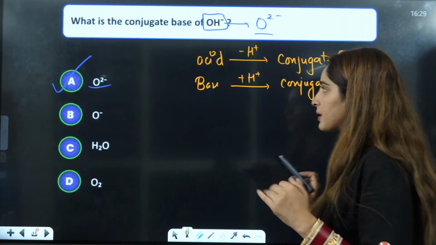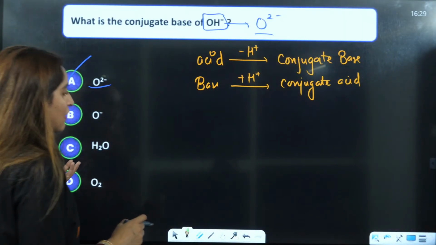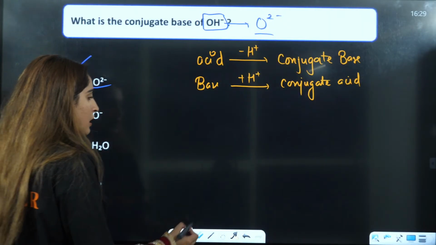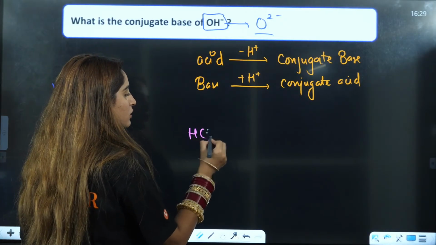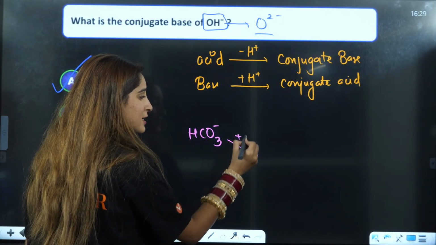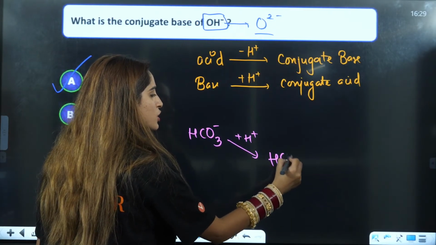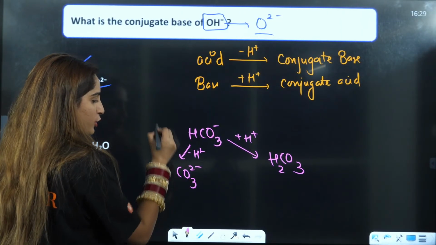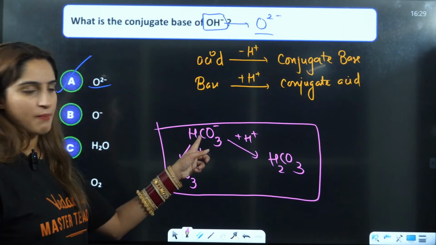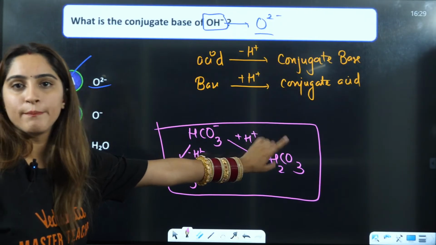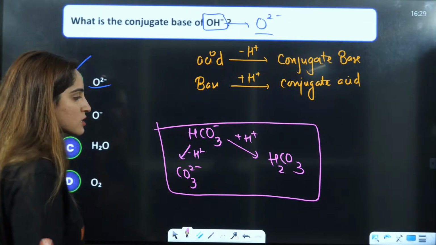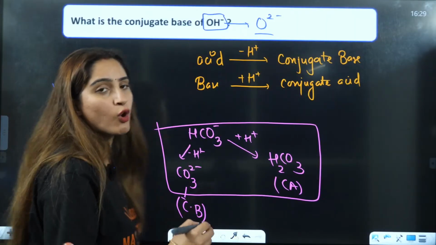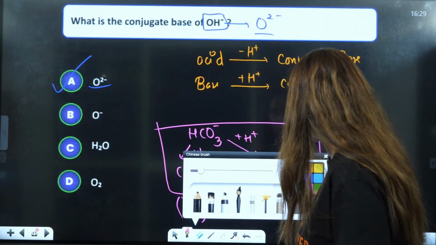Now there are some compounds which behave as both a Bronsted acid and a Bronsted base. How? For example, you have HCO3 negative. If it accepts H positive, it will become H2CO3. If it loses H positive, it will become CO3 2 negative. So this compound has both a conjugate base and a conjugate acid. This is the conjugate acid and this is the conjugate base. It has both functions, right?